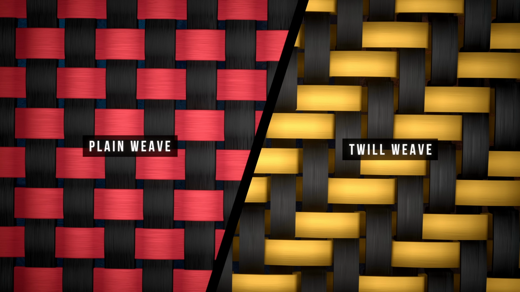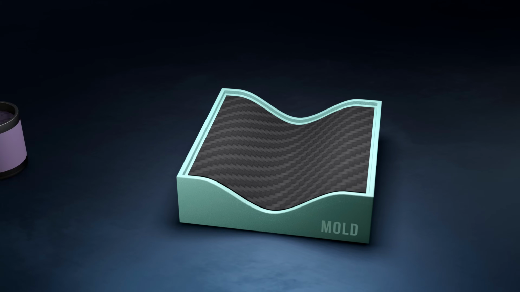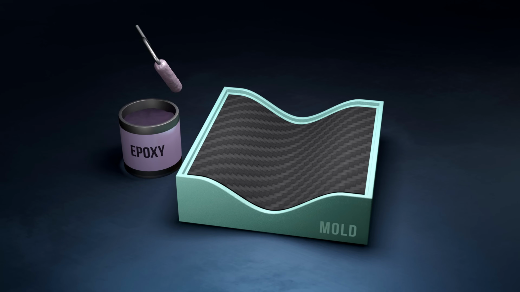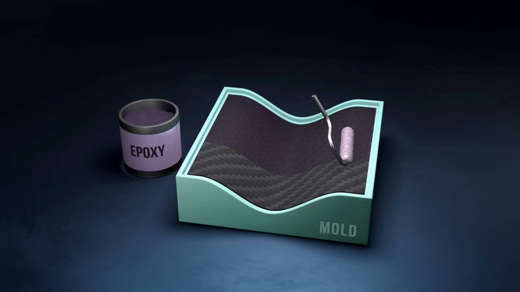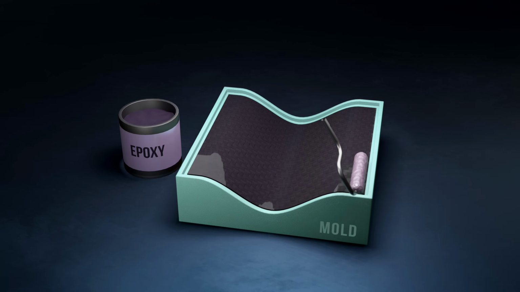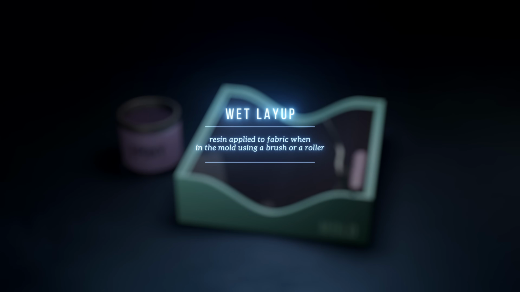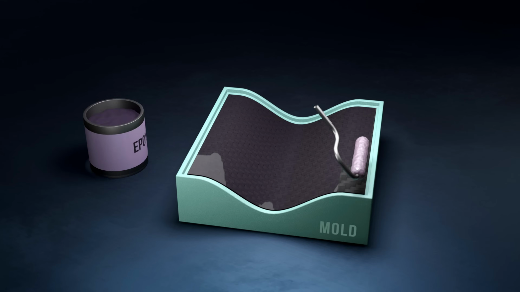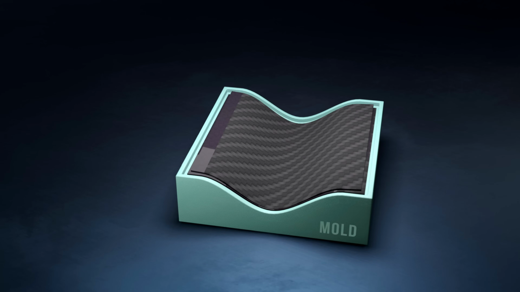Once the laminate structure has been defined, the different fiber layers need to be assembled and combined with the polymer matrix to create the final composite part. One way of doing this is the wet layup method, where fiber layers are built up in a mold, and the resin is applied to each layer using a roller or a brush. The number of plies and ply orientation are carefully selected to achieve the required properties.